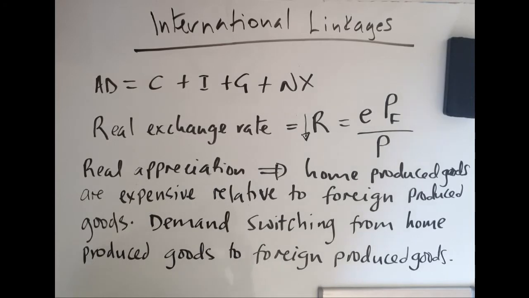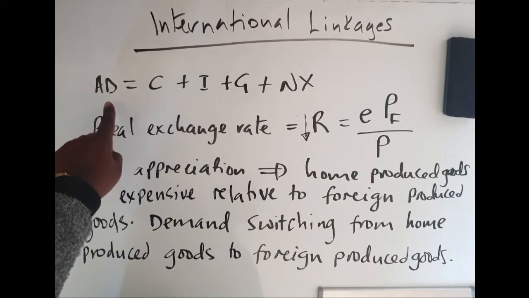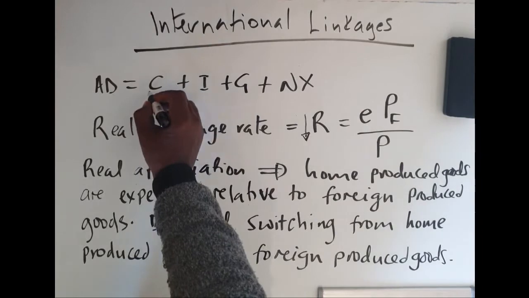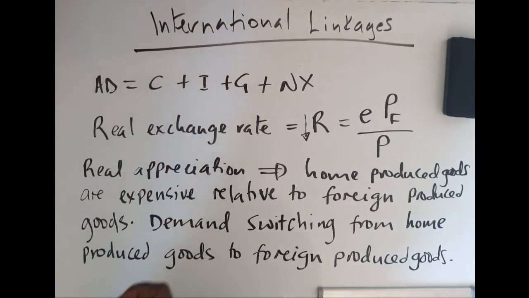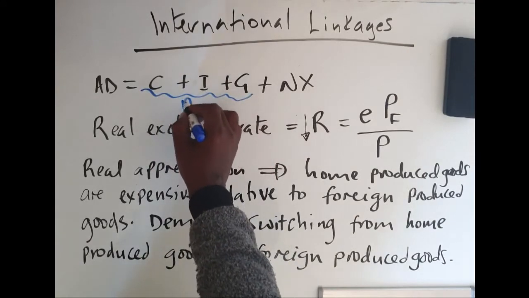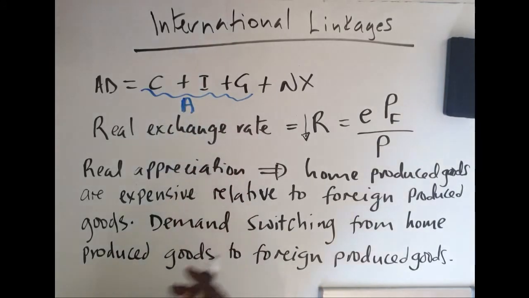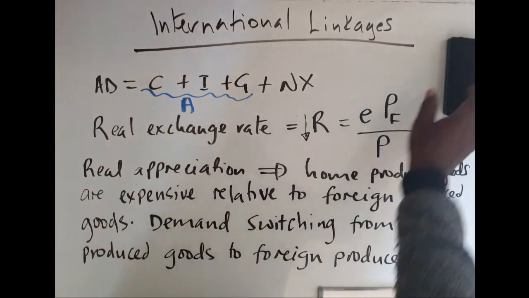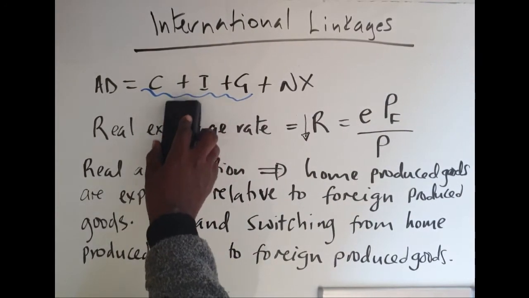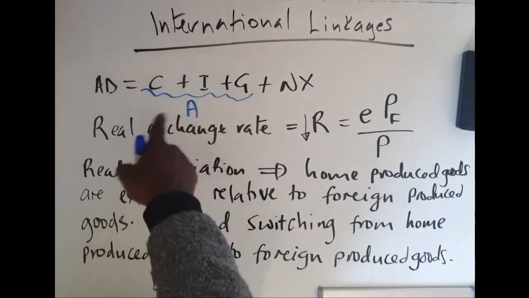That is the idea. Now, in this specification we've given here, we have aggregate demand, and this part here, we are calling it absorption, because that was the spending associated with a closed economy, domestic absorption. We're calling it A.